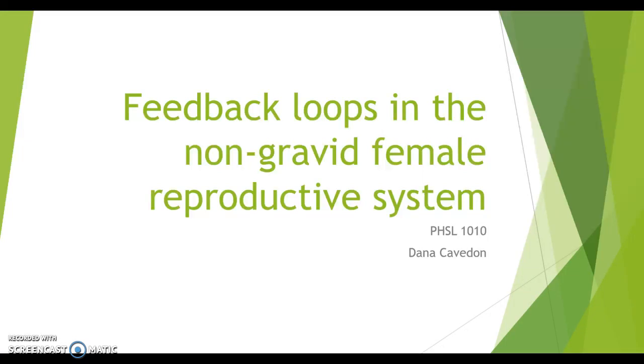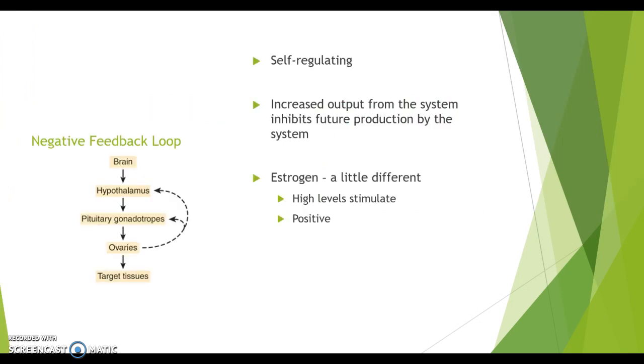Hello, my name is Dana Cavanon, and today we're going to talk about feedback loops, specifically mostly negative feedback loops in the non-gravid female reproductive system. Non-gravid just means that the female does not get pregnant.